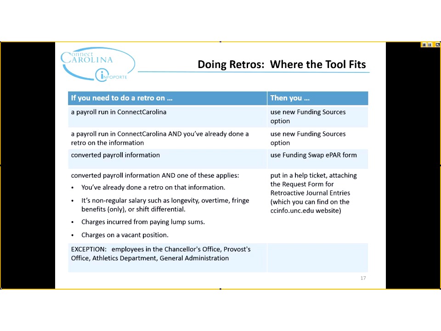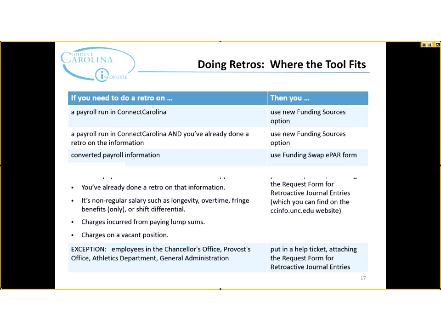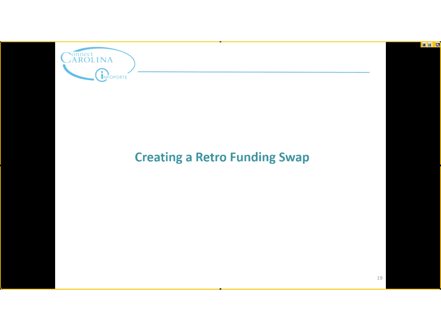Now, the exception to all of this is for employees, and I mentioned this earlier, in the Chancellor's Office, Provost's Office, Athletics, and General Administration. For those folks, you will always have to put in a help ticket and attach the form. So even if you work in those offices, this tool can't be used for you. This tool is wide open to campus. There's no security in that tool around where people work, so your information just isn't even in there.